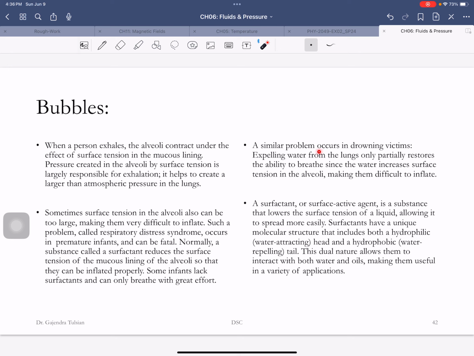A similar problem occurs in drowning victims. Expelling water from the lungs only partially restores the ability to breathe, since the water increases surface tension in the alveoli, making them difficult to inflate. So a surfactant, or surface active agent, is a substance that lowers the surface tension of a liquid. So that's what a surfactant does.